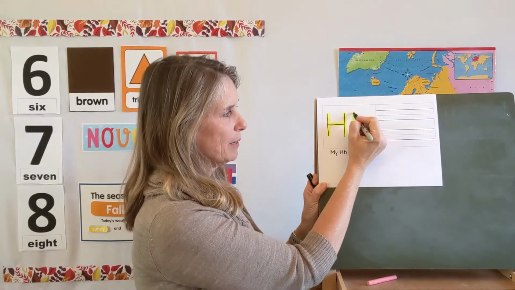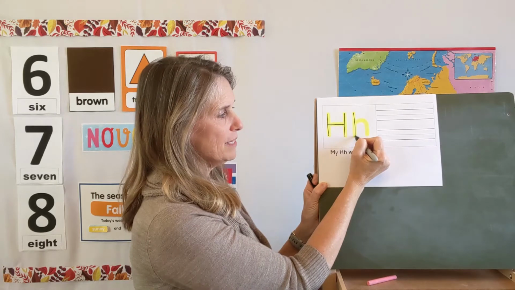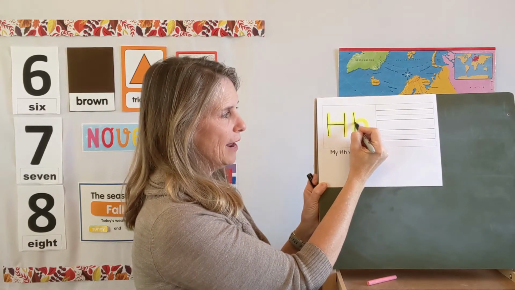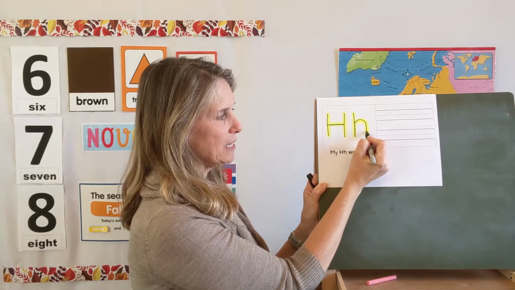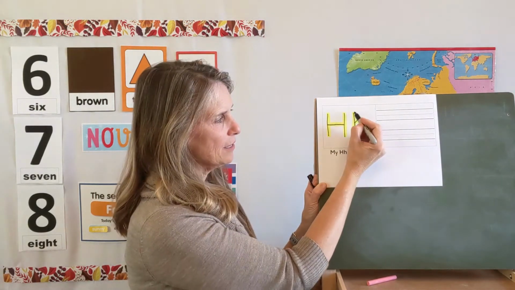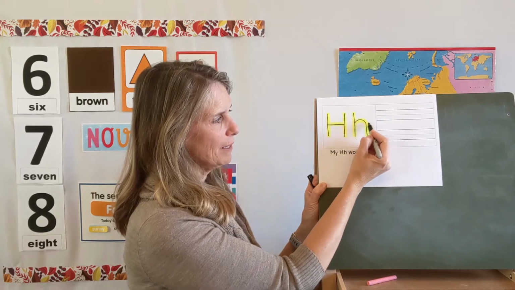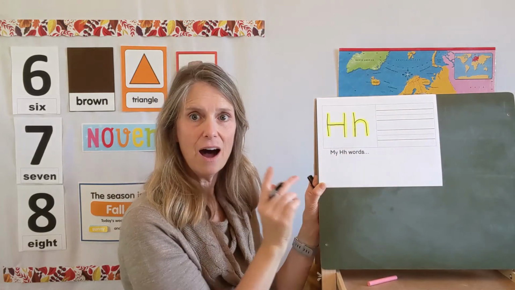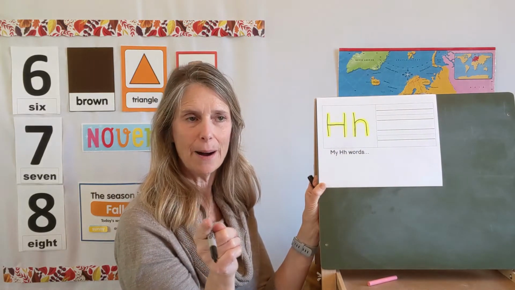Lowercase h starts the same way. We start at the top and we come down. But now I'm going to stay here. I'm going to go back up to the middle and I'm going to make a little, looks like a tunnel. Looks like a tunnel opening there, doesn't it? Right here. I start at the top, come down, back up to the middle, and make a little hump that looks like a tunnel. Hump. That's an H word. Hump.